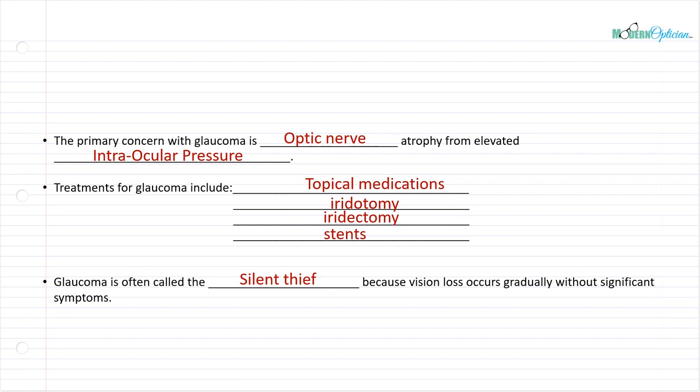gradually and without symptoms. Very, very important to remember this because it is one of the leading causes of blindness in the world, because without preventative measures, like we talked about the iridotomy and whatnot, also without regular screening and testing, a person could essentially go blind from this or at least have significant visual problems before they even notice there are problems. And most of the problems are peripheral. I didn't even talk about this.